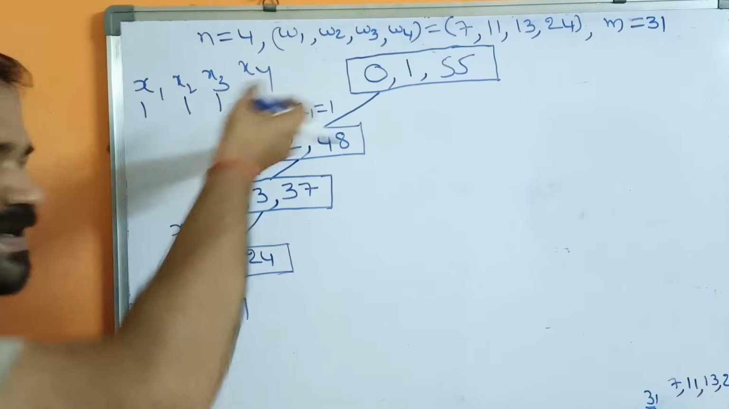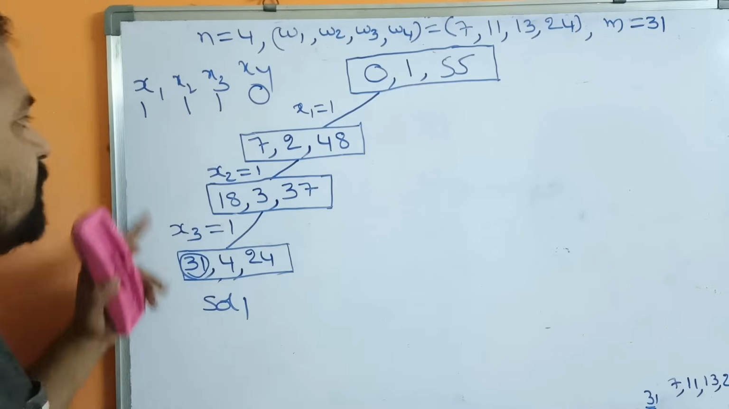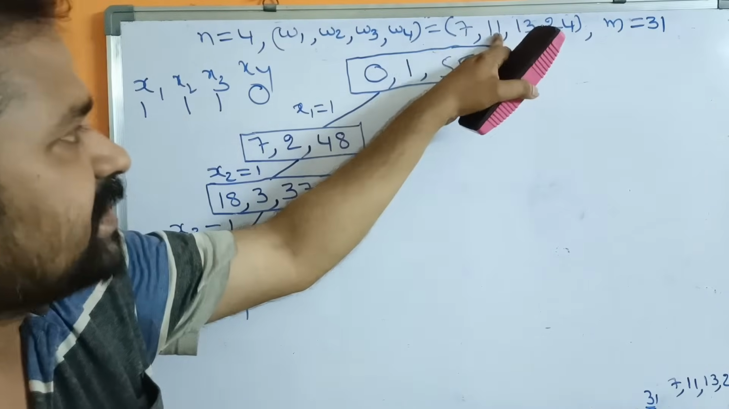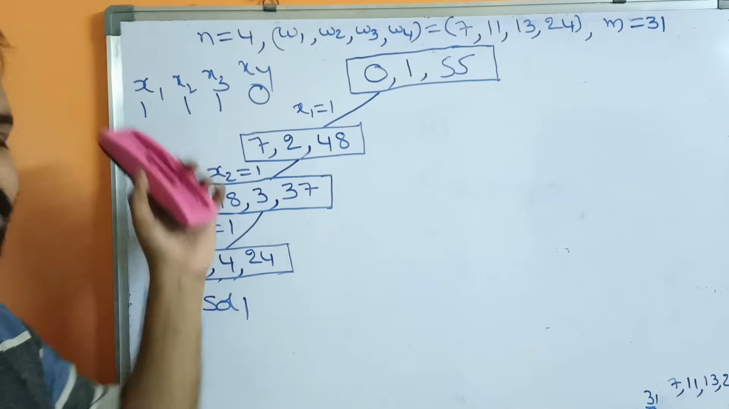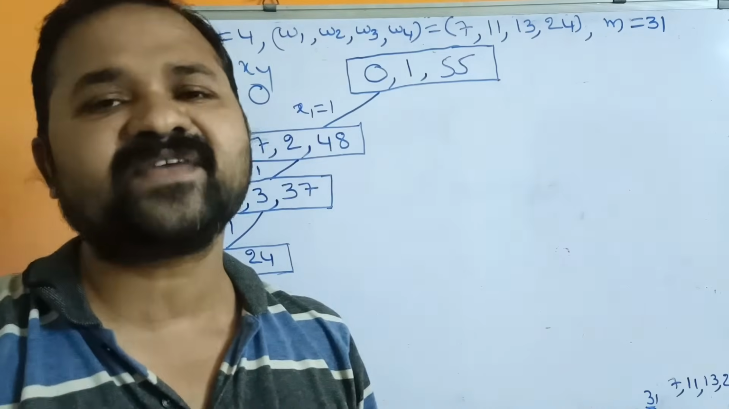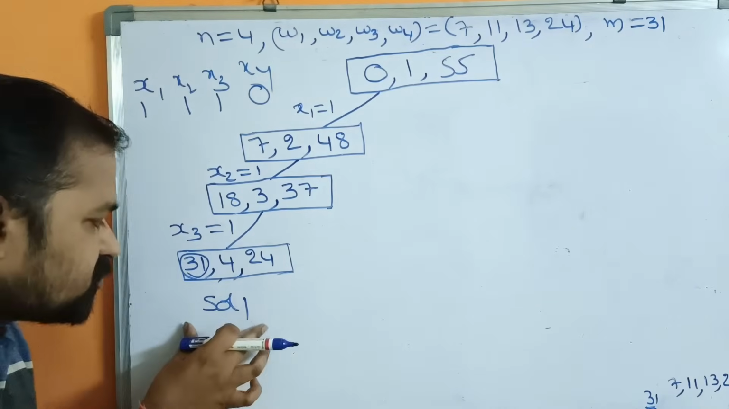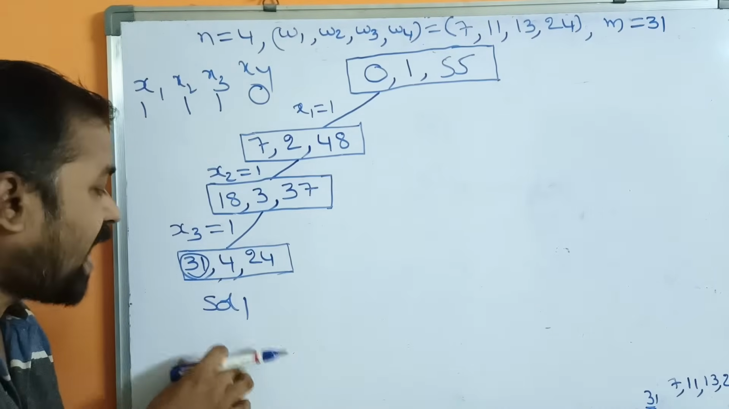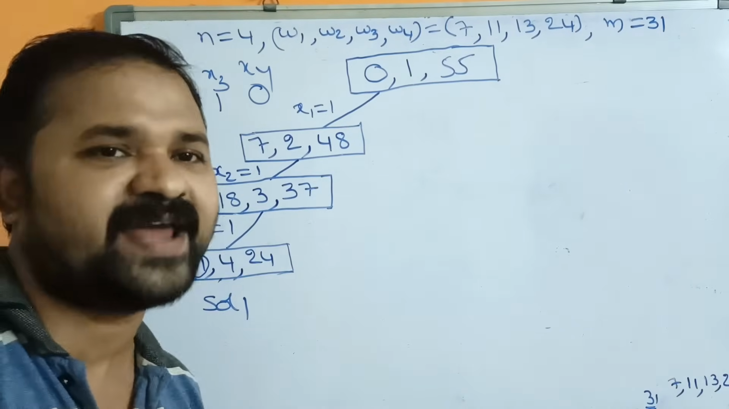So we can backtrack to the previous node. That means here we are not considering the x4 object. What is the x1 weight? 7. So 7 plus 11 means 18. 18 plus 13 means what? 31. So this is one solution. Likewise, we have to find all the remaining solutions also. Here we got the first solution. So we have to backtrack to its previous node and explore the remaining nodes also.